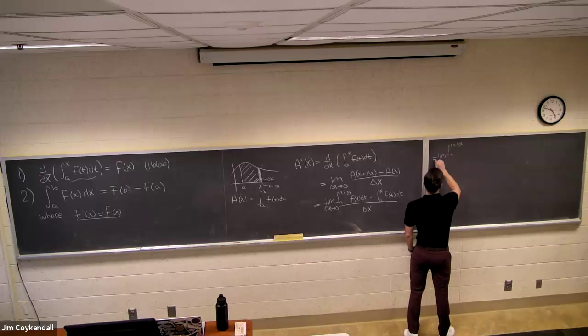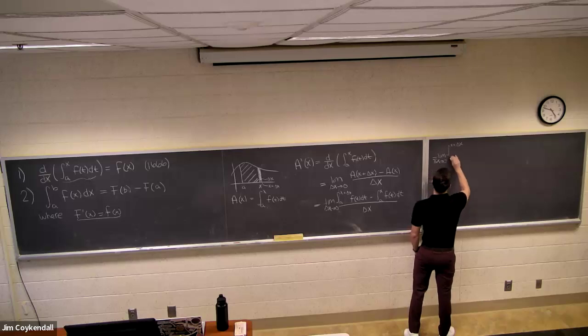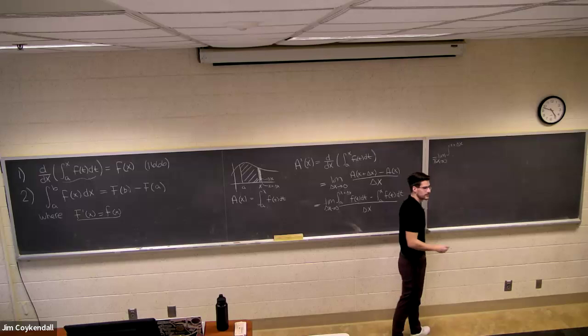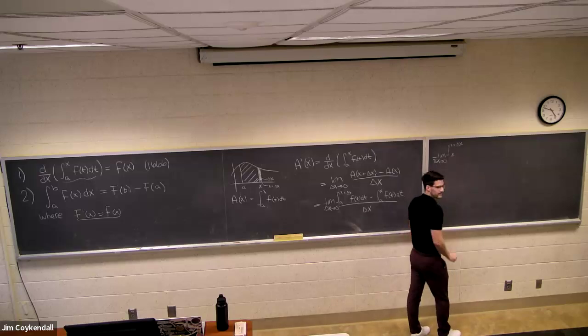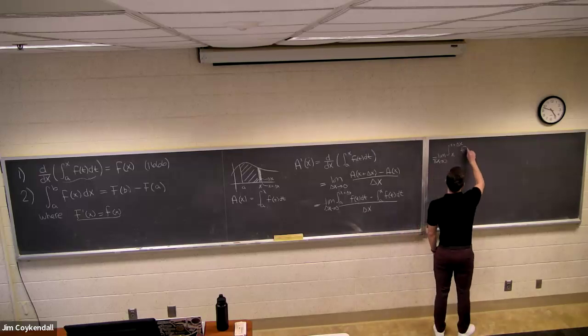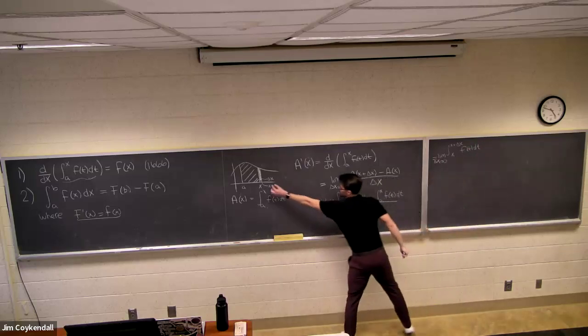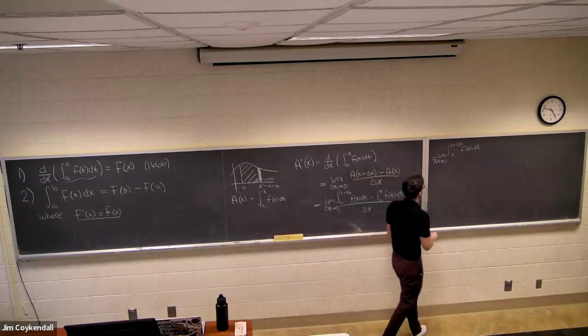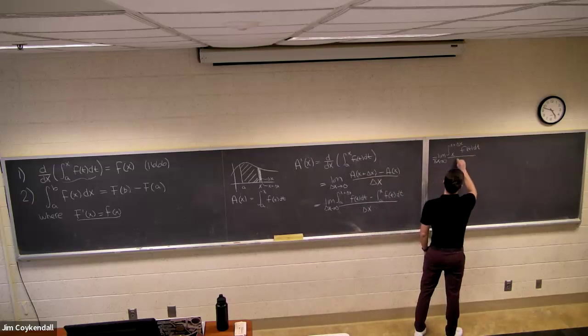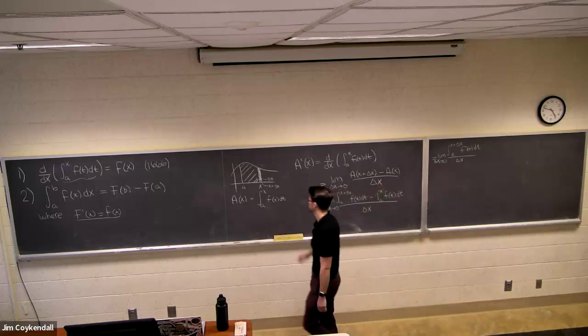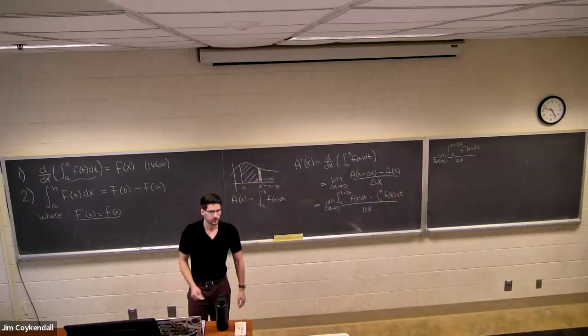Plus 0 from a, no, wait, why a? Should be x. Oh, I see. Okay. I thought we were breaking it up first. No, because I'm just left with this, which is the integral from x to x plus change in x over change in x.